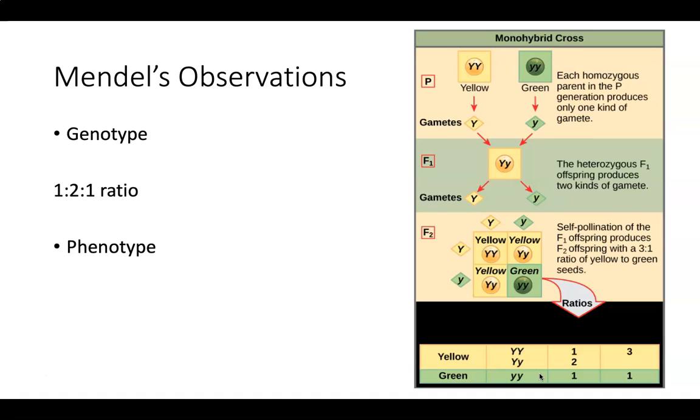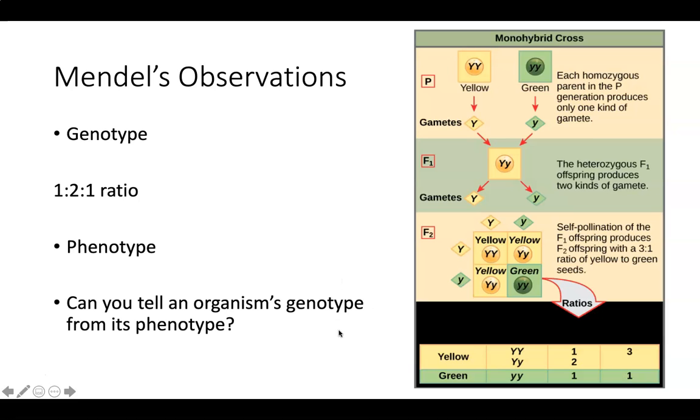And then you get the phenotype. The phenotype is the physical expression of those genes. So in this case, seed color, or in the case of the flowers, if they're purple or white. And so the phenotype is the ratio that we talked about before, the 3 to 1 ratio. So 3 yellow phenotype to 1 green.